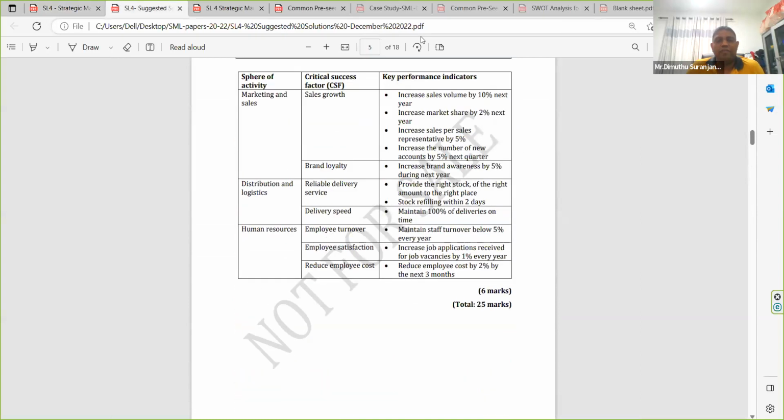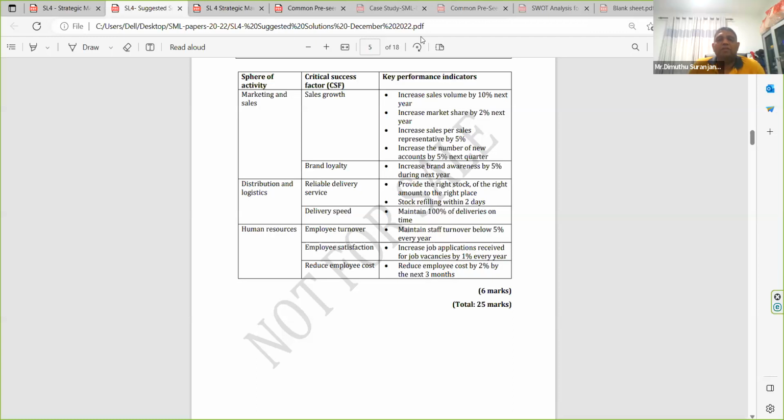Here, see this example given by the examiner. Marketing and sales, sales growth is one example he has taken. The KPI is increase sales volume by 10% next year. Increase market share by 2%. Increase sales for sales people by 5%. Increase the number of new accounts by 5% next quarter.